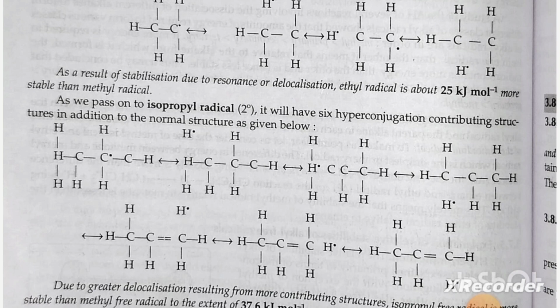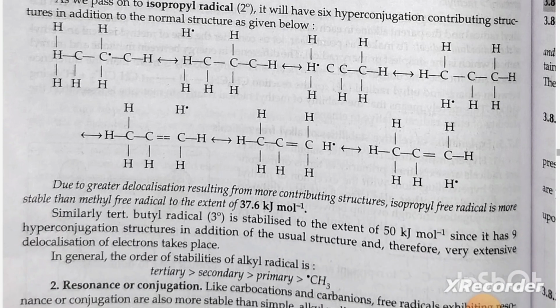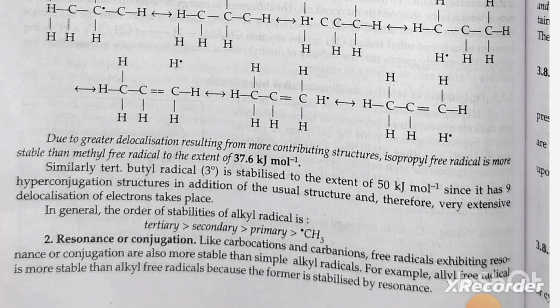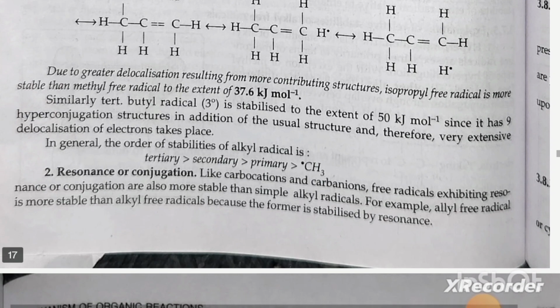As we pass on to isopropyl radical, 2 degree, it has 6 hyperconjugation contributing structures in addition to the normal structure as given below. Due to the greater delocalization resulting from more contributing structures, isopropyl free radical is more stable than methyl free radical to the extent of 37.6 kJ per mole. Similarly, tertiary butyl radical, 3 degree, is stabilized to the extent of 50 kJ per mole since it has 9 hyperconjugation structures in addition to the usual structure, and therefore very extensive delocalization of electron takes place. In general, the order of stabilities of alkyl radicals is tertiary greater than secondary greater than primary greater than CH3 radical.